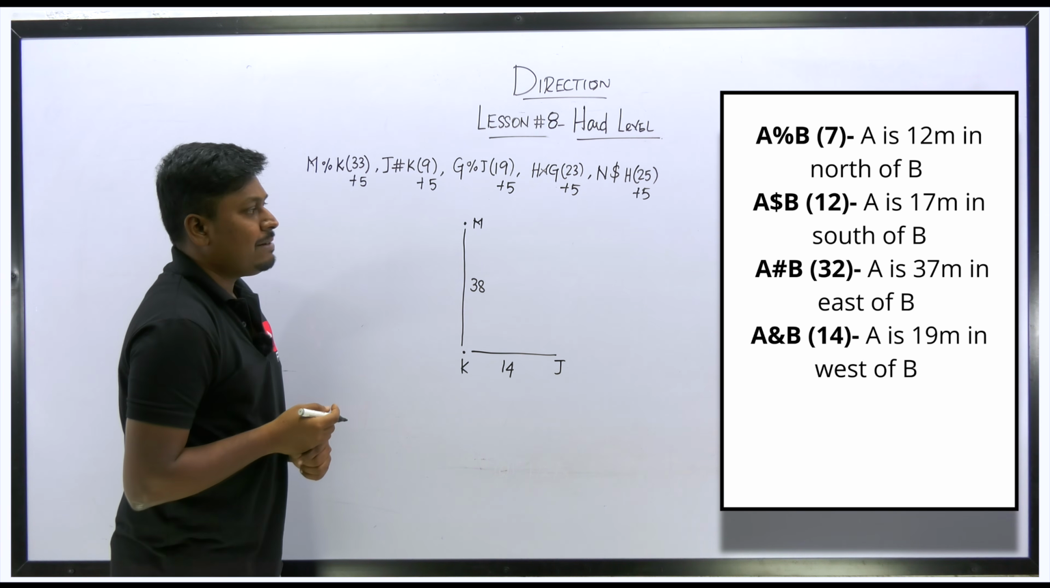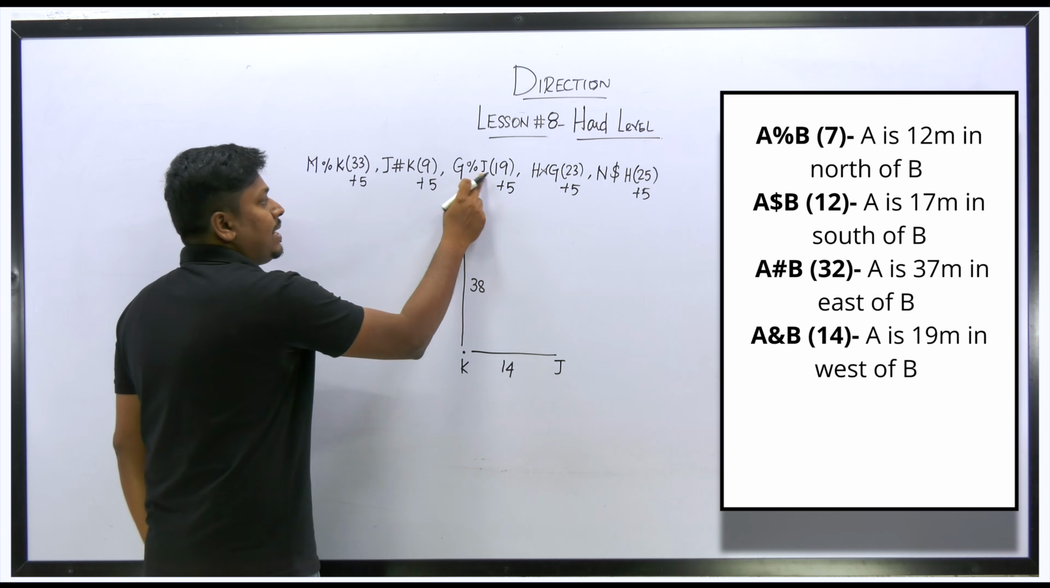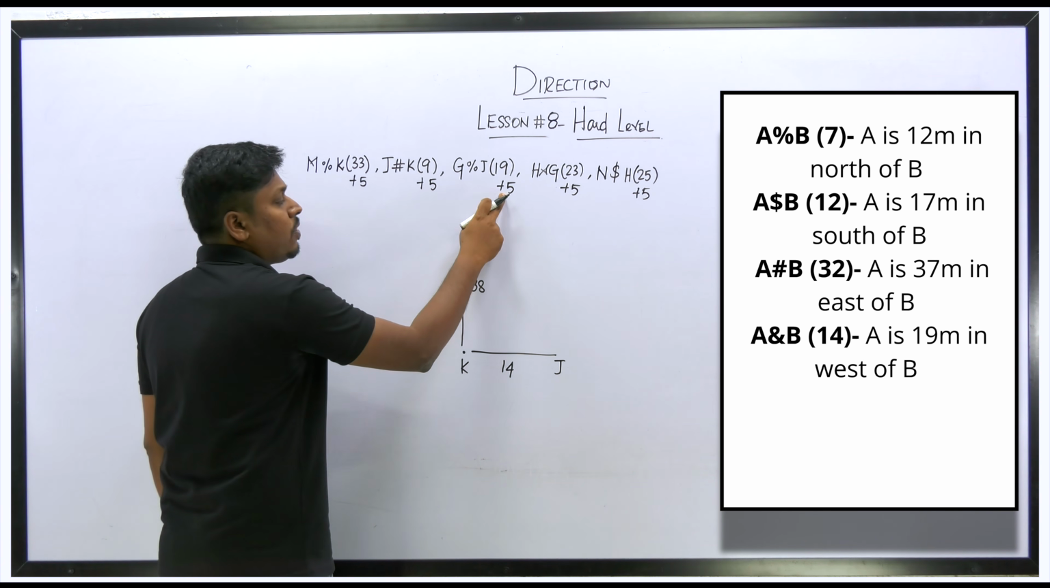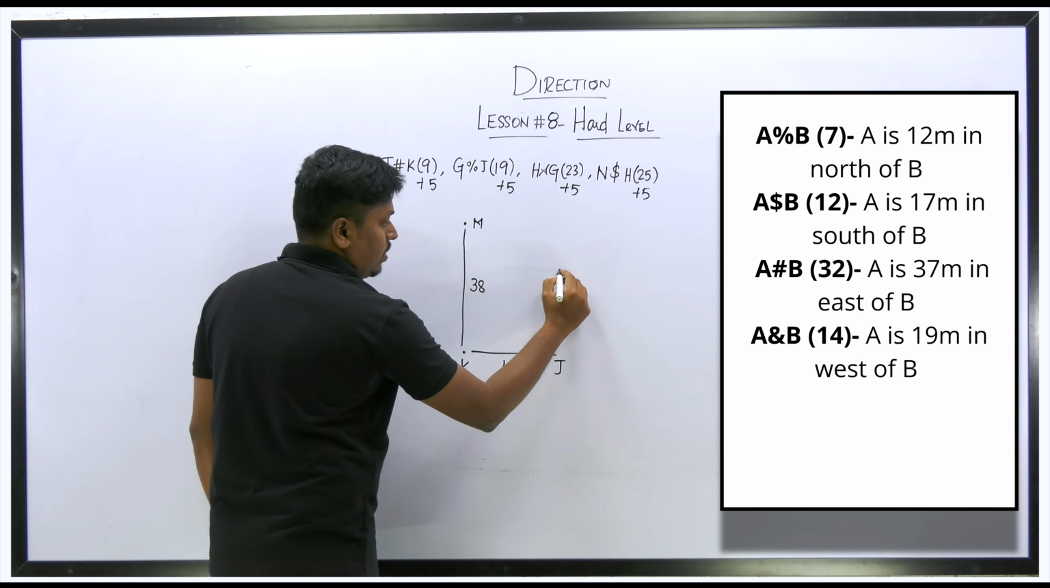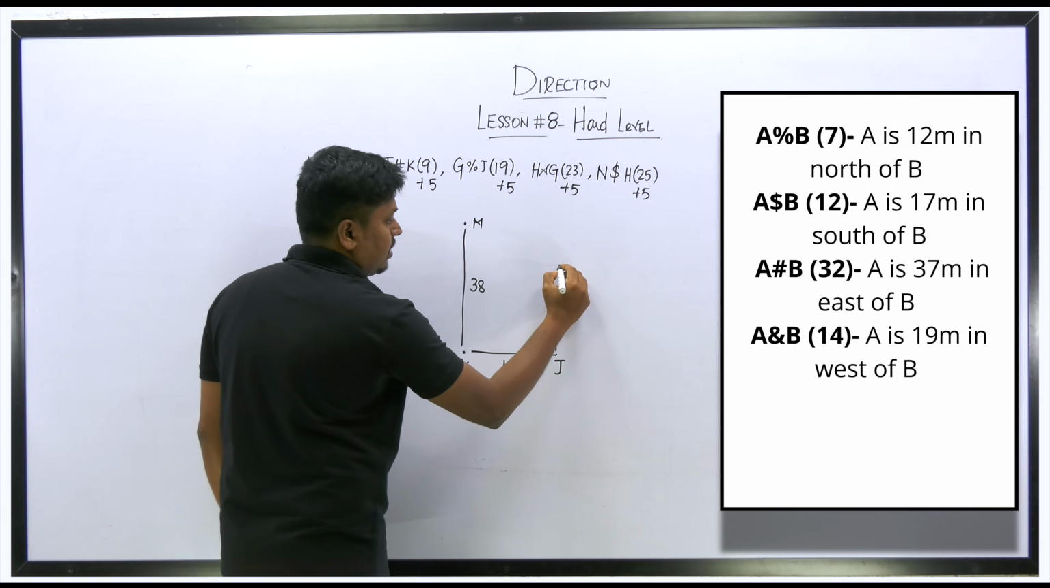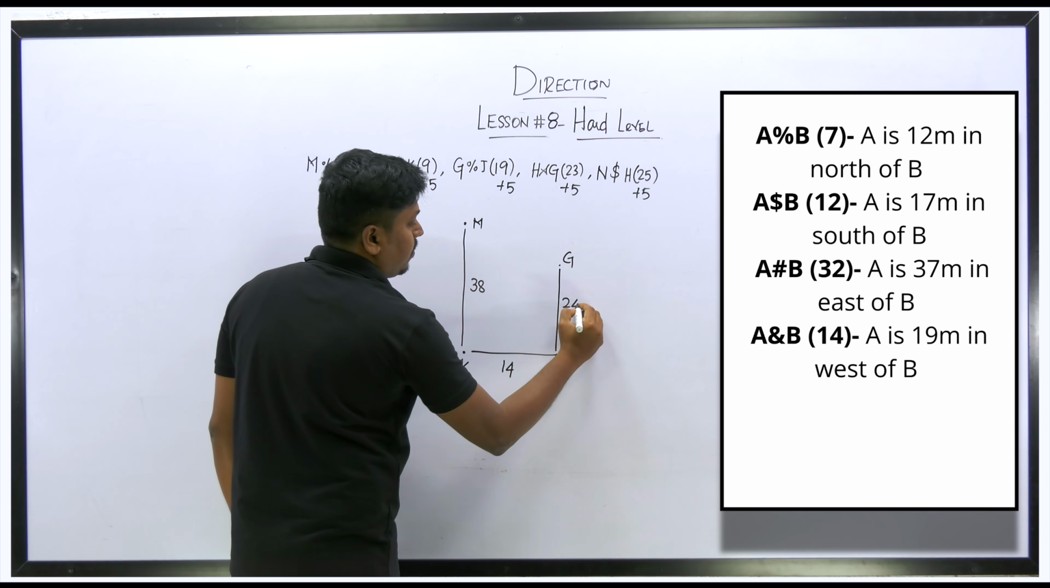So percentage, again percentage will be north. So J north will be G at a distance of how much? 24. So J north will be G, right, at a distance of 24 meter.